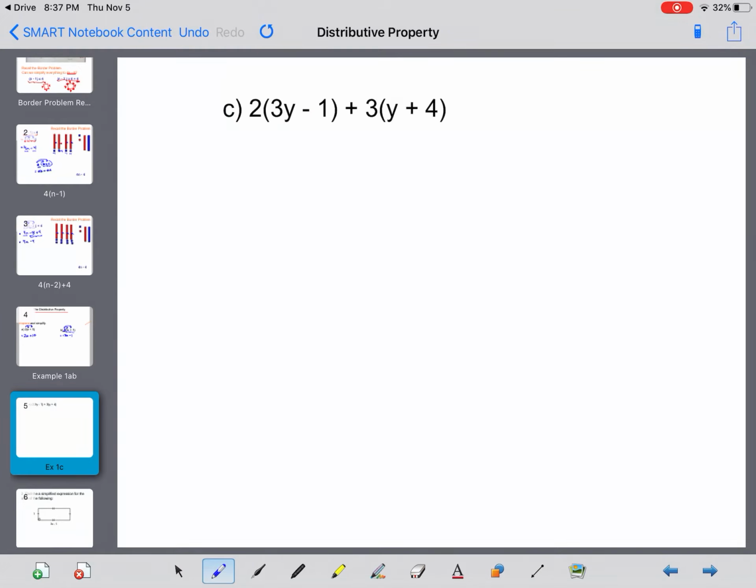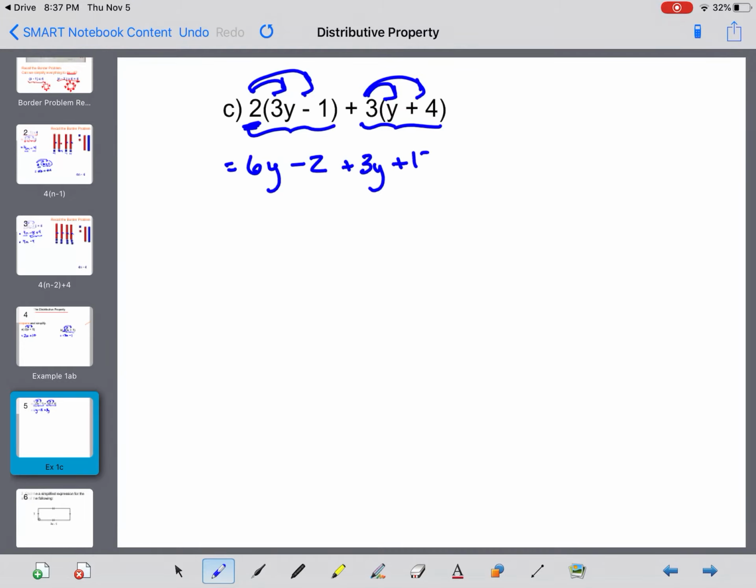Okay, let's try another one. So here we're seeing lots of brackets, but no need to get overwhelmed. We're just going to do it in pieces. So this first part here, we'll just do the distributive property. This 2 only applies to the things in the brackets immediately beside it. This part here is a separate part we don't have to worry about. So we have first 2 times 3y, which is 6y, and then 2 times negative 1, which is minus 2. And then we can do the second part, which again we're multiplying here, 3 times y, which is 3y, and then 3 times 4, which is 12.